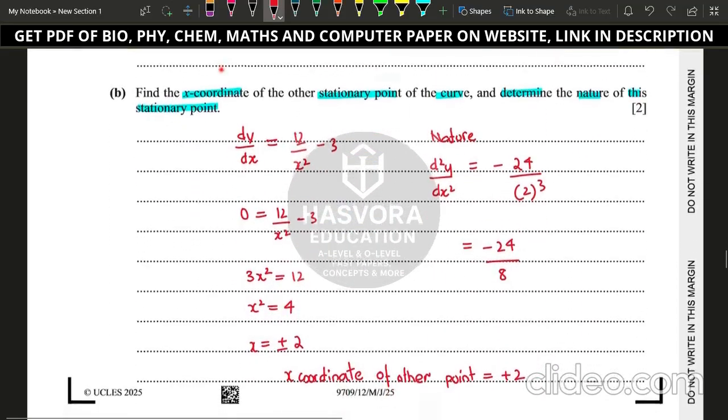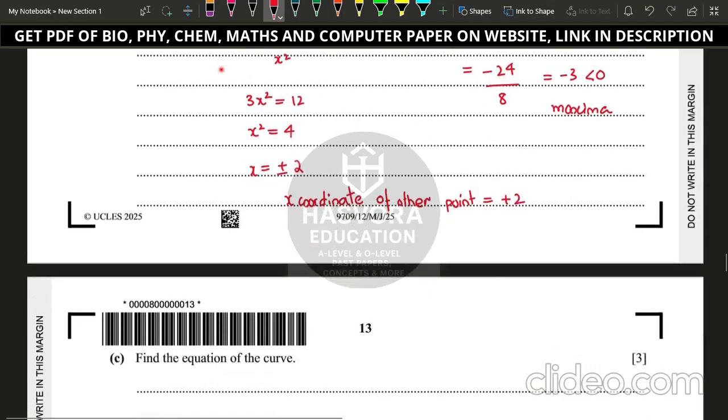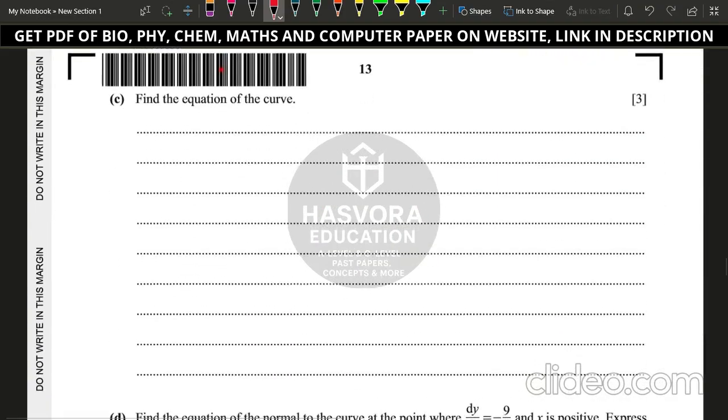Okay, so yes, it will give you minus 3, and now it is less than 0, so it will be a maxima. Okay, so this is the nature of the point. So this was for this part, and let's move on to question number C, part C.